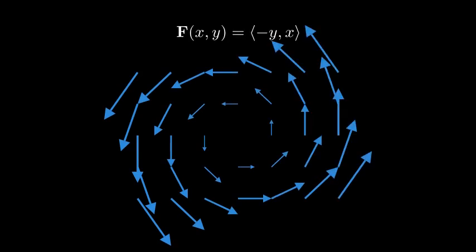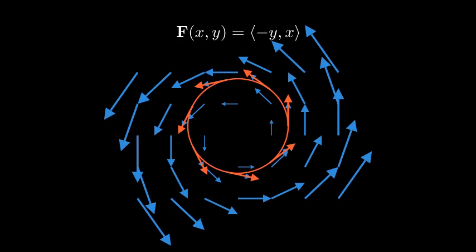Let's visualize circulation with a rotational vector field. Here's a vector field defined by F of x, y equals negative y, x. Notice how the vectors rotate around the origin, forming a counterclockwise circulation pattern. Now let's add a closed loop, a circle around the origin. The circulation would measure the tendency of the vector field to rotate around this loop.